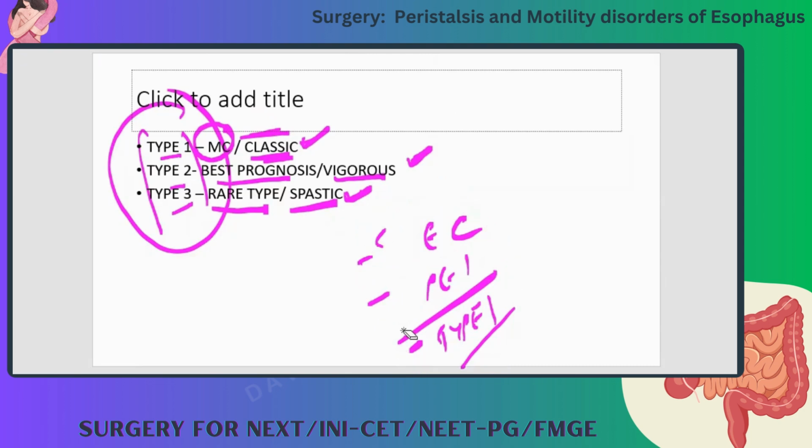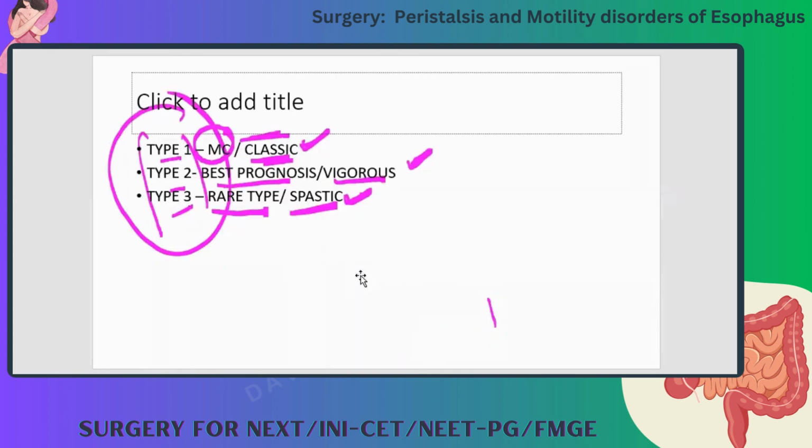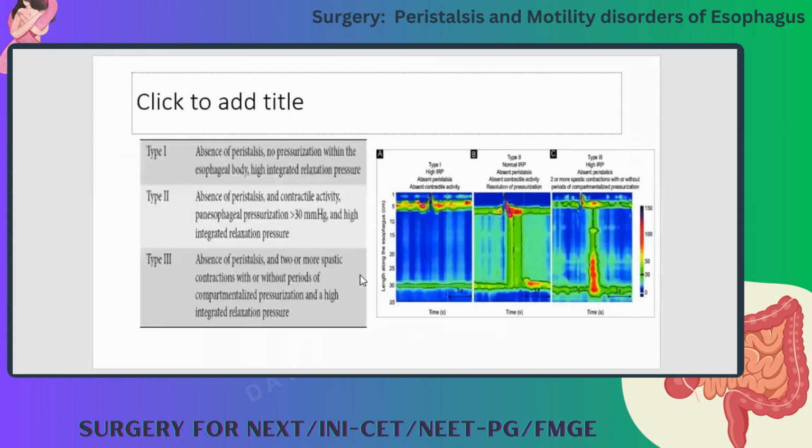What's the difference between these 3 types? Yeah, I'll tell it. See here, type 1, type 2, and type 3. There is absence of peristalsis. This is the sphincter, and this is the esophagus. There is absence of peristalsis. No peristalsis will be there.